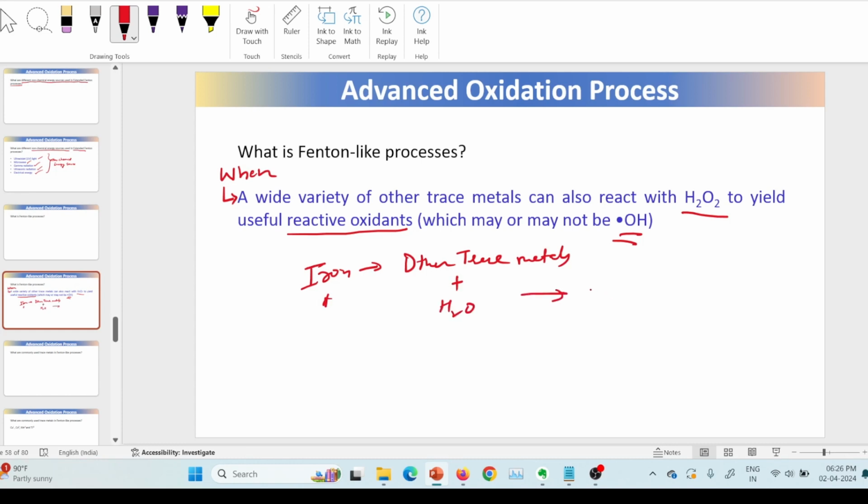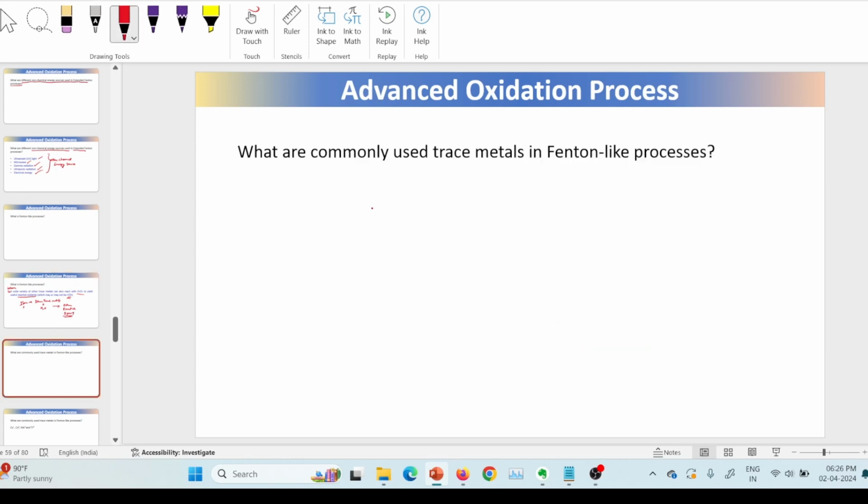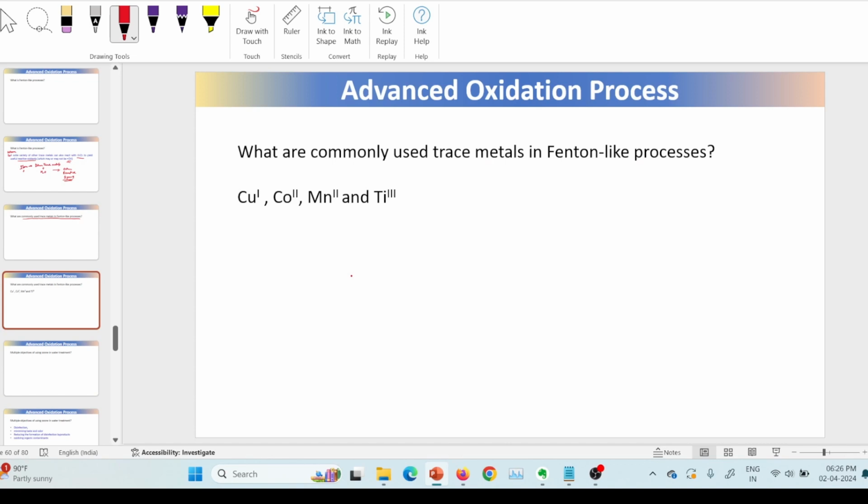But instead of OH radical, we can get other radicals, other reactive species. These are called Fenton-like processes. What are commonly used trace metals in Fenton-like processes? These are copper, cobalt, manganese, and titanium.